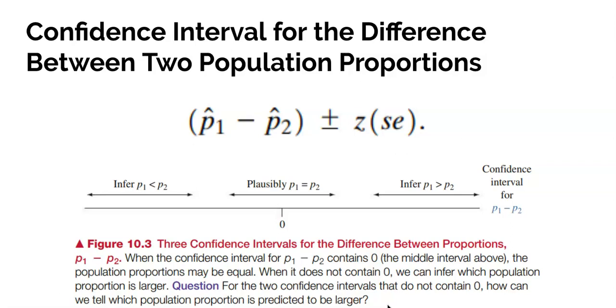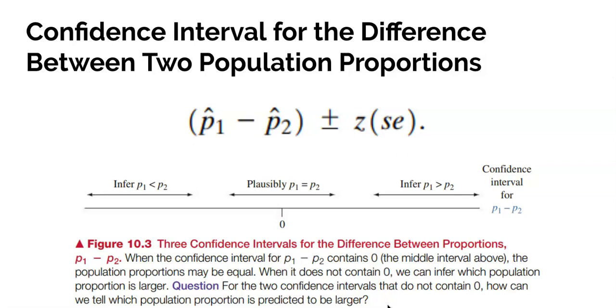So suppose you create a confidence interval for P1 minus P2, and that confidence interval contains 0. Oh, the population proportions may be equal then. It may be there's no difference. The difference came out to be 0. Maybe they're not that different, or maybe they're equal. So when it does not contain 0, when that confidence interval is completely above 0 or completely below 0, we can infer which population proportion is larger.